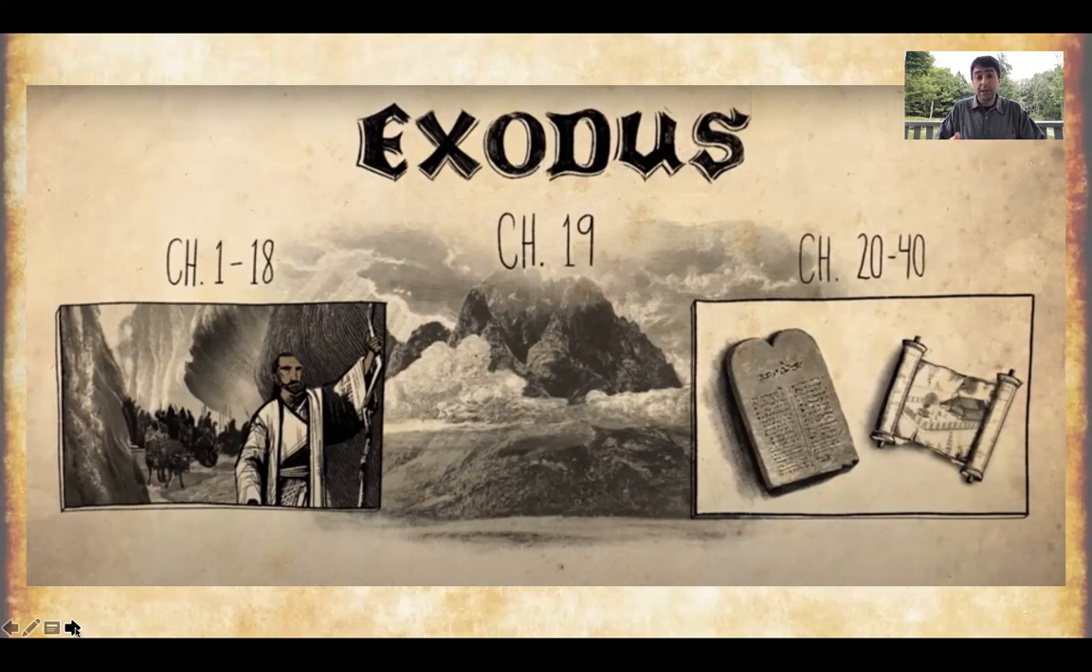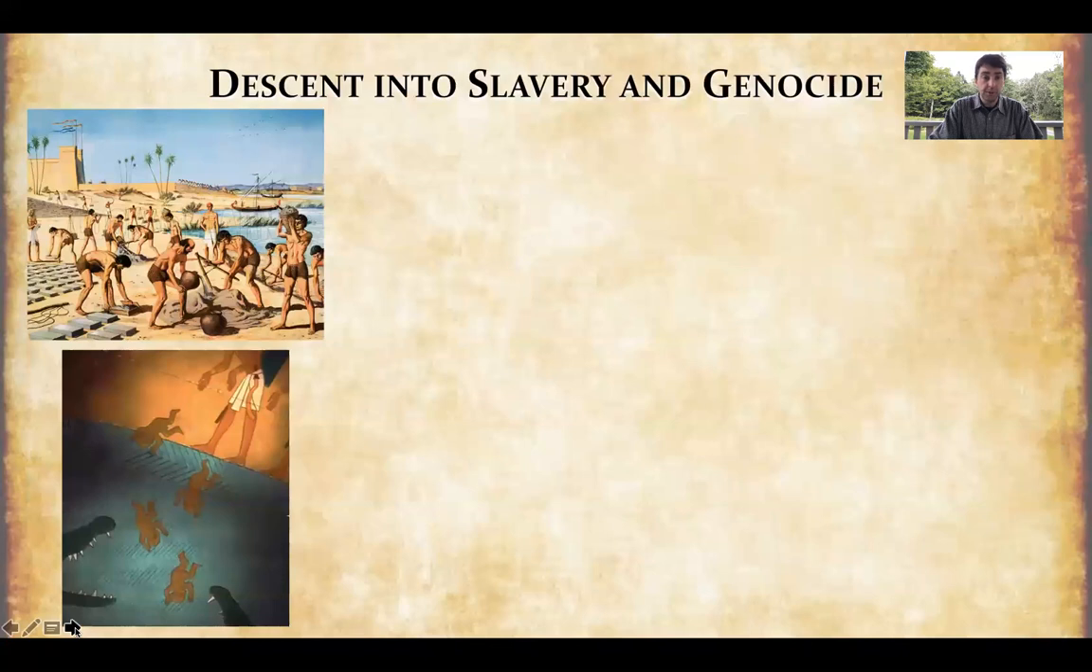And that's chapter 19. And then chapters 20 through 40 is mostly laws, mostly instructions for how the people are to live and what they're supposed to do. Okay, so let's get into the story.